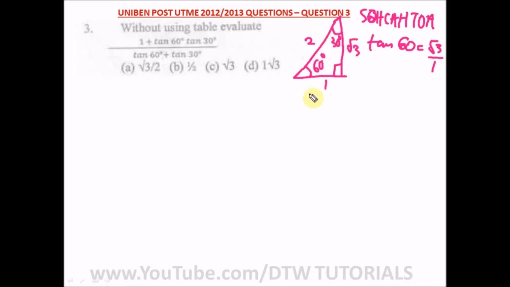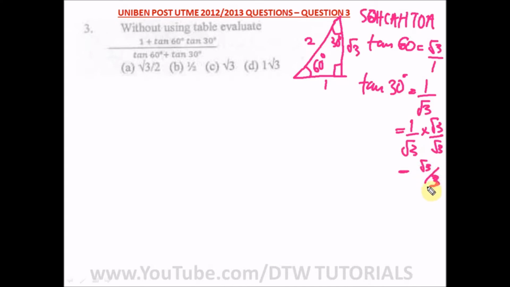Now for tan 30 degrees, this is the opposite, which is 1, and this is the adjacent, so 1 over root 3. And you know, you can't leave a root in the denominator, so we have to rationalize. We say 1 over root 3 times root 3 divided by root 3. And what are we going to get here? We're going to get root 3 over 3. So this is our value for tan 30.